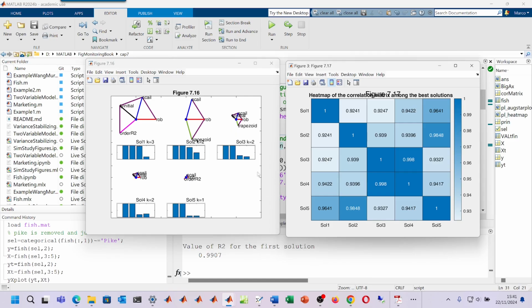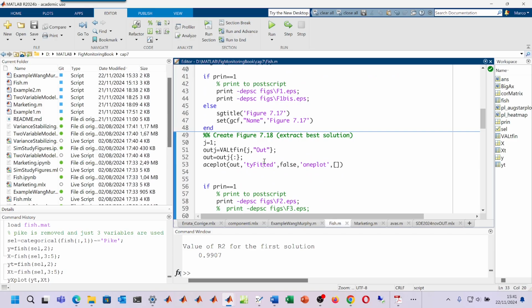Exactly. Now we concentrate on the first solution, which has very high values of the first three statistics. Now we see the detail of the best solution.